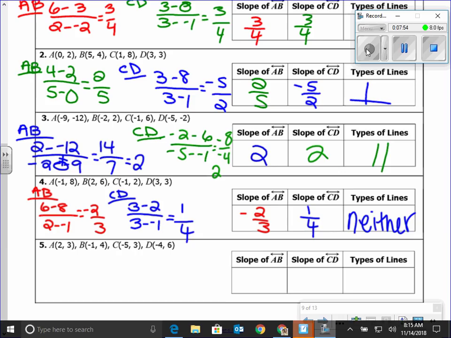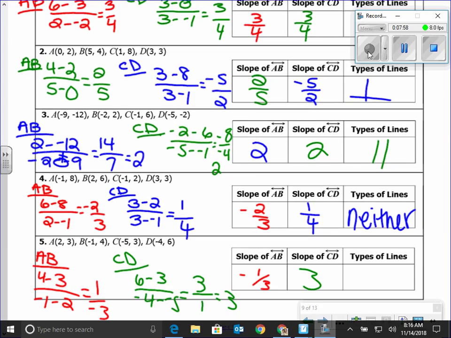Find the slope of AB and CD. All right, so hopefully you got that the slope of AB is negative 1/3 and the slope of CD is 3. So what type of lines do we have? We have perpendicular because these slopes are opposite reciprocals. Okay, so that would be perpendicular.